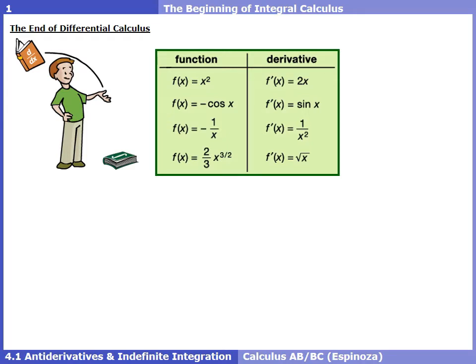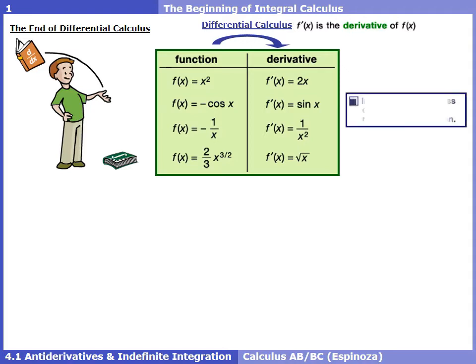Up until this point, you guys have been given functions and been asked to find their derivatives. You can see in this little table the derivative of x squared is 2x, and so on and so forth. That's what we did in chapters 2 and 3, which again is called differential calculus. We took derivatives and we learned all those processes and concepts. So we got some new notation, and of course we all remember that when we write f prime, we say f prime of x is the derivative of f of x.